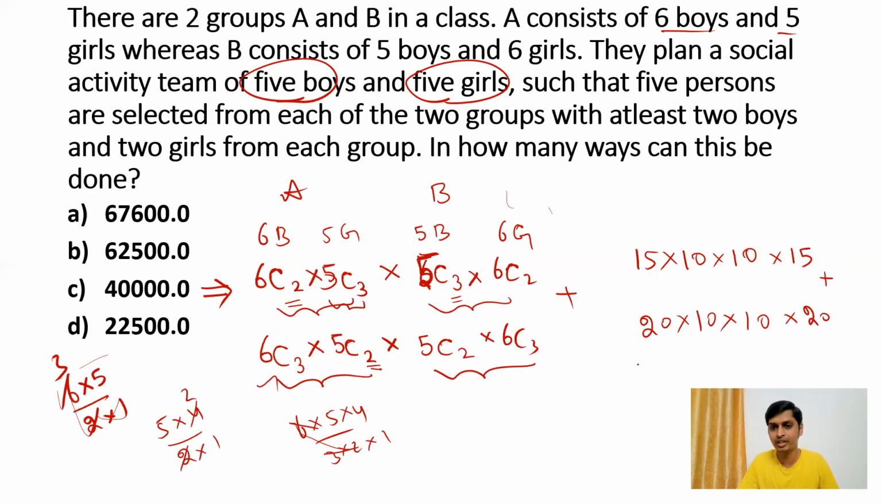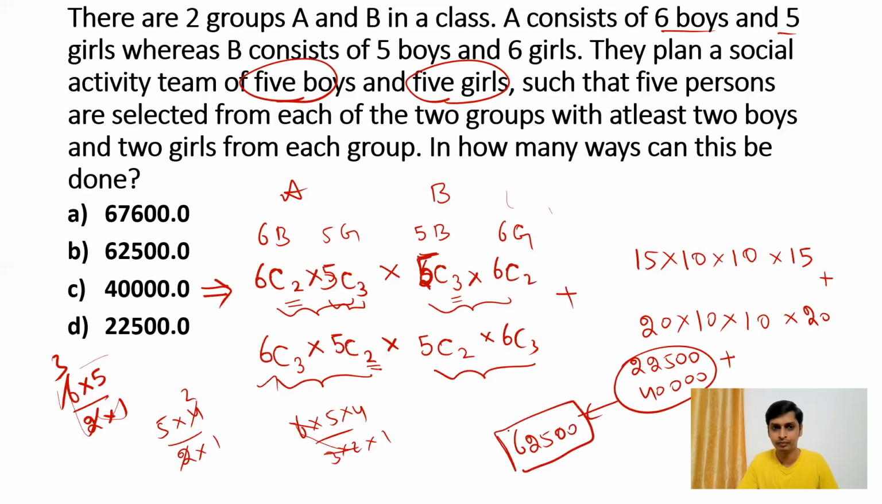Now 15 into 15 is 225, so it is 22500, plus 20 into 20 is 400 and you have 2 zeros. Now if you add it, you get 62500. So you have 62,500 ways of selecting 5 boys and 5 girls from each group, where at least 2 boys and 2 girls are from each group. So this becomes our answer, right?